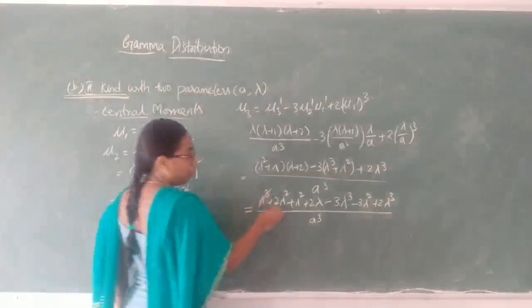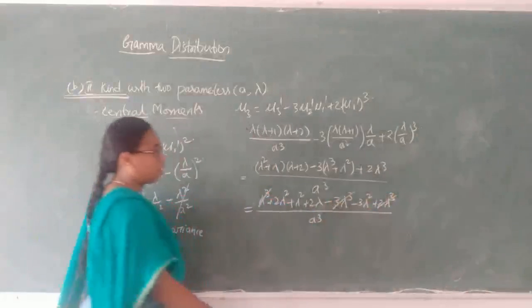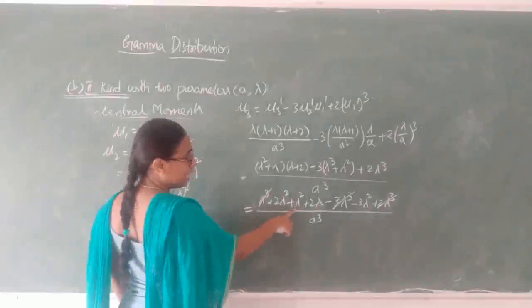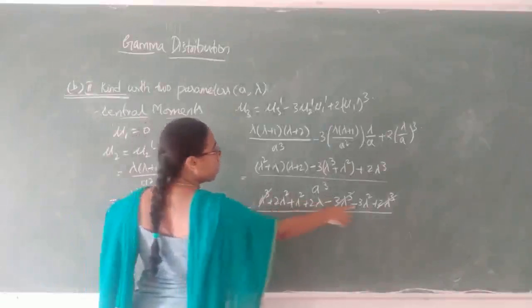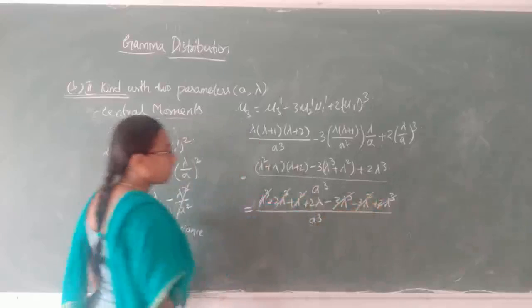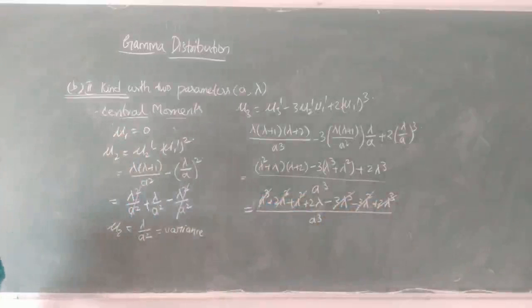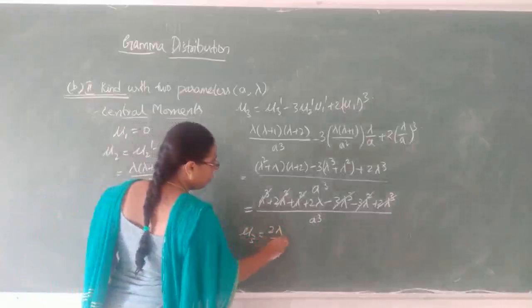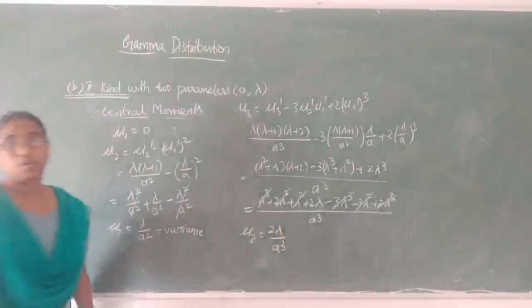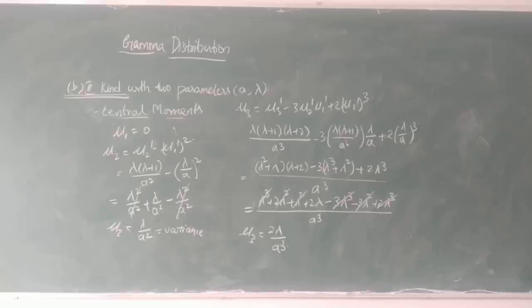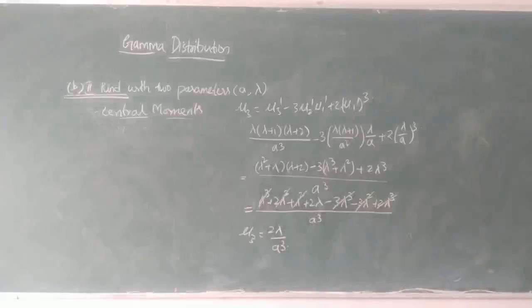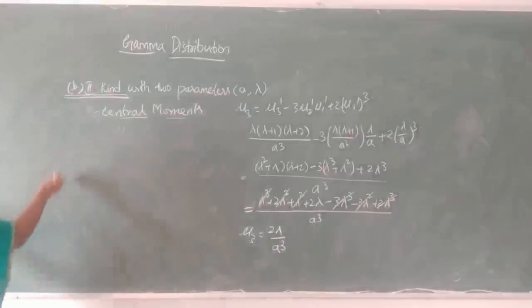Next come to squares. 2 lambda square plus lambda square is 3 lambda square. So 3 lambda square minus 3 lambda square, this value also gets cancelled. So the left out value is 2 lambda itself. So mu3 equals 2 lambda by a cube. Now similarly find out the mu4 value. If you know how to do the LCM and everything, it will be very easy.